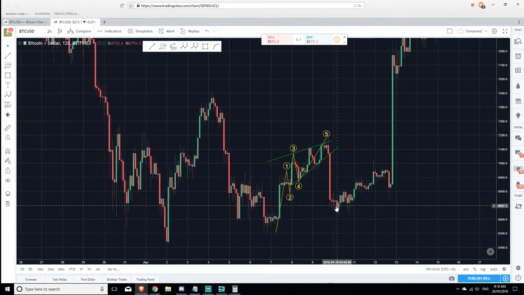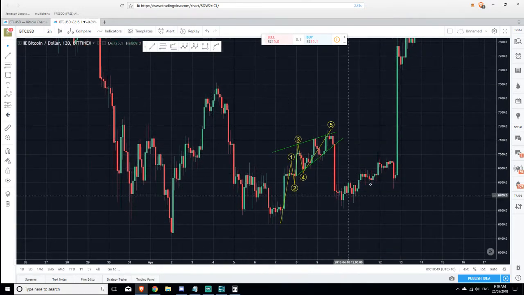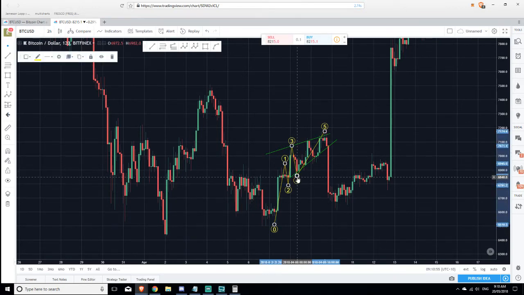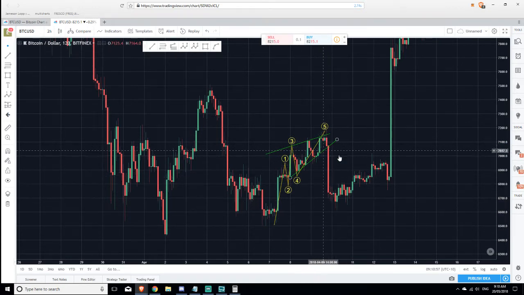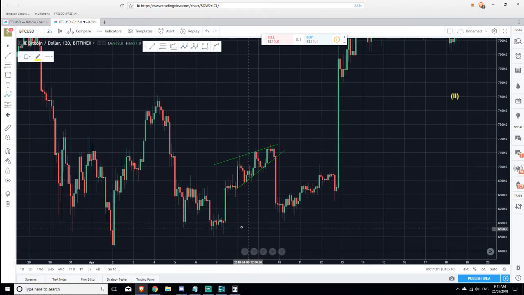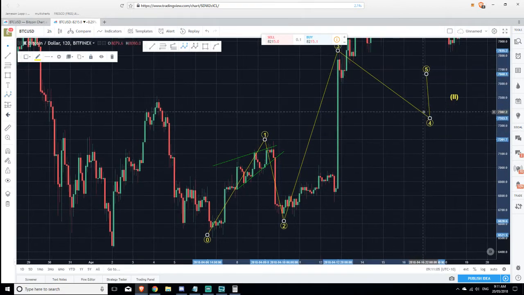I wouldn't say I got liquidated. I made a nice short play down here, but I held on to my short because I kept thinking we're going to go down. I guess I just got baited pretty heavily. Anyway, so that's the first wave, 1, 2, 3, 4, 5, which I already have drawn out.